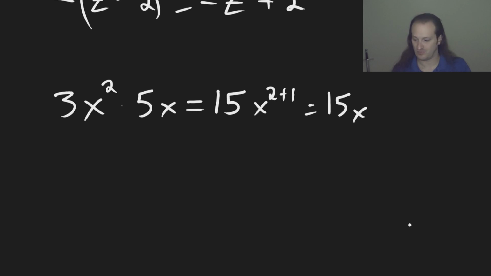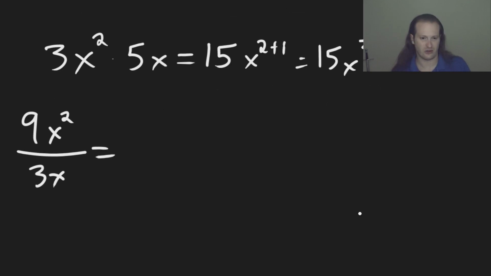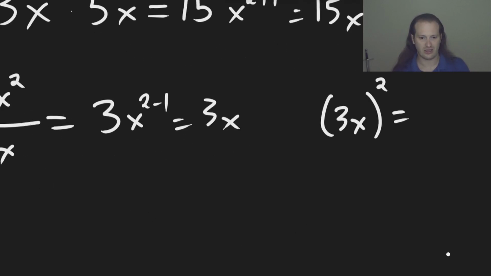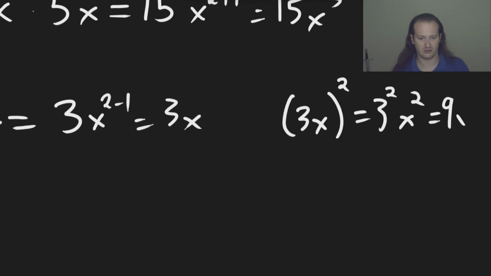Cool. What about 9x squared divided by 3x? Well, 9 divided by 3 is 3, and then x squared divided by x is x to the 2 minus 1, which is x. Would you say then that 3x is actually a perfect square? Yeah, looks like it. I didn't even plan that.